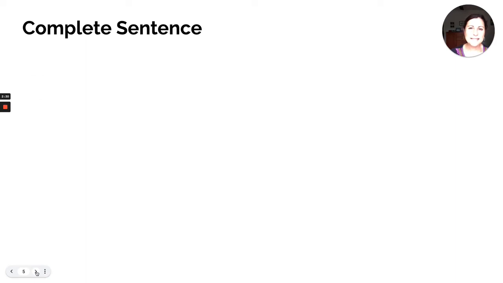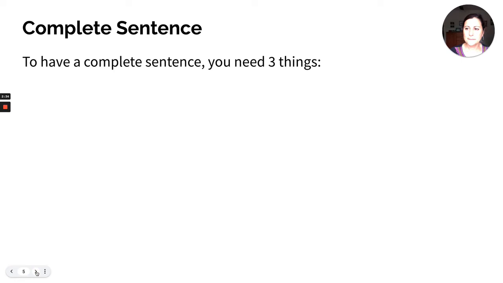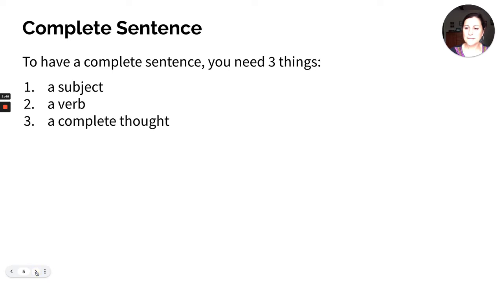So I recommend taking out a piece of paper and taking some notes. To have a complete sentence, you need these 3 things. So write this down. You need a subject, a verb, and a complete thought. And we'll be going over what each of these 3 things are later in this video and in the slideshow.